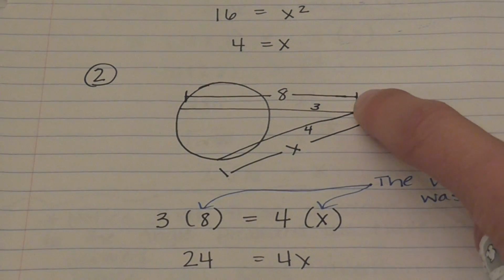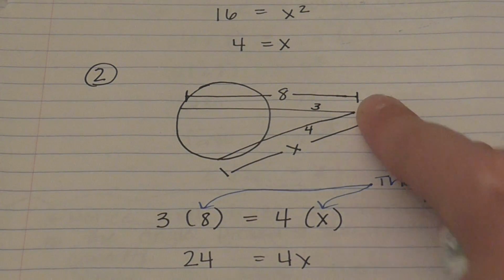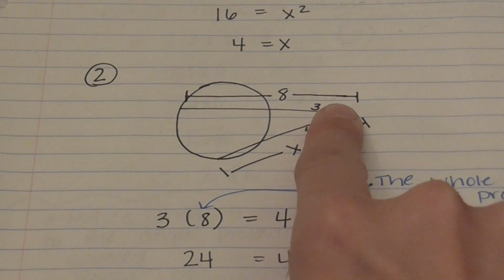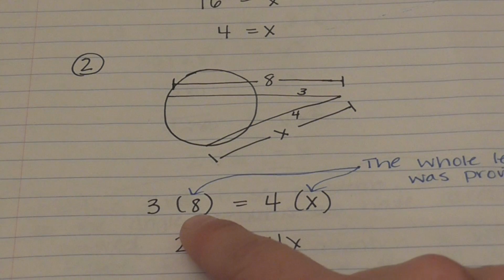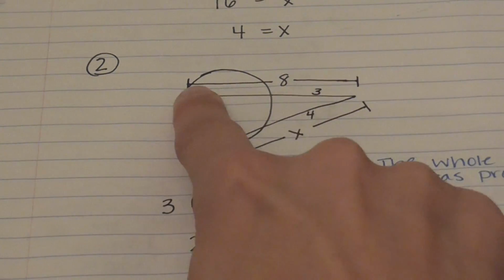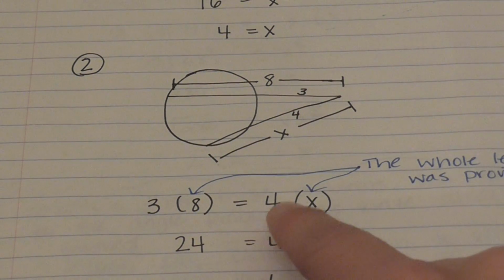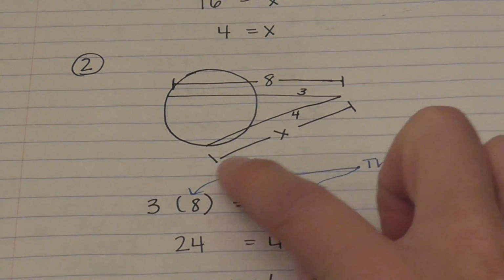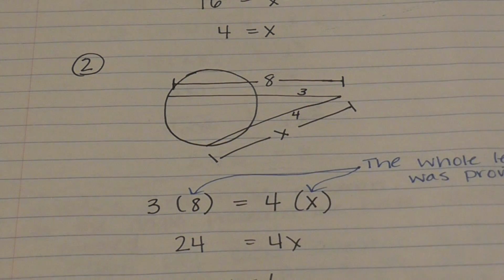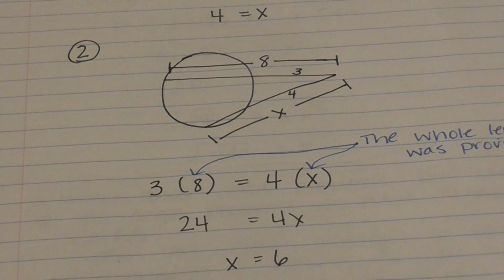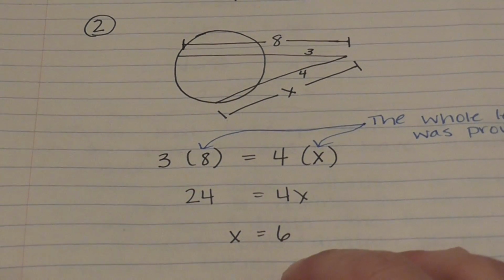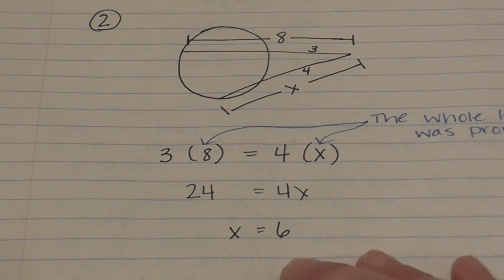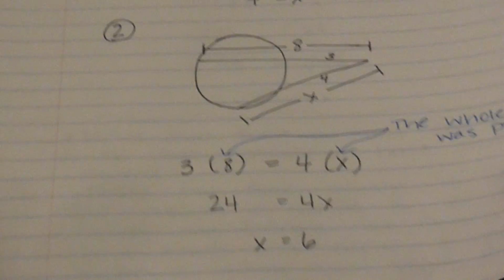In the next example, it has these lines out here which represent the fact that this 8 spans from this endpoint all the way to this endpoint of the segment. So they're giving you the whole length. So again, I do outside times whole. I don't have to add this time because the 8 represents the entire length. Outside times whole. Again, I don't have to add because the x that they give me represents the entire length. So 3 times 8 equals 4 times x. 24 equals 4x. When I divide both sides by 4, x will just equal 6.